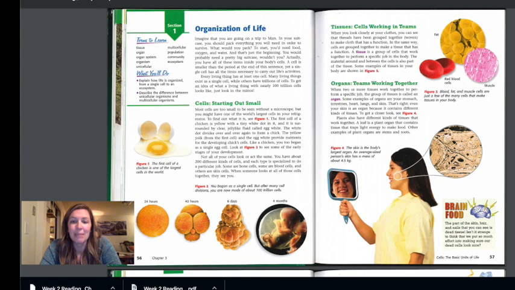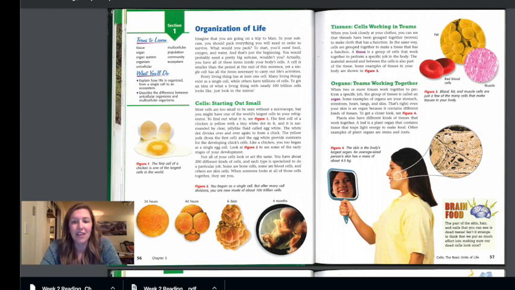Organs, teams working together. When two or more tissues work together to perform a specific job, the group of tissues is called an organ. Some examples of organs are your stomach, intestines, heart, lung, and skin. That's right, even your skin is an organ because it contains different kinds of tissues. To get a closer look, see figure 4. So that picture on the bottom right is actually your skin really close up.